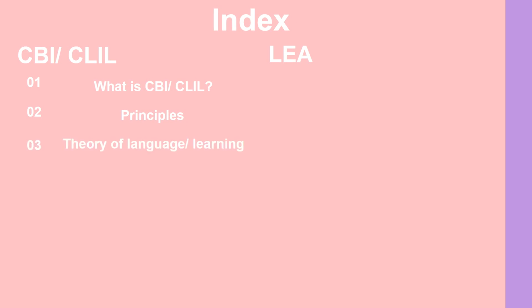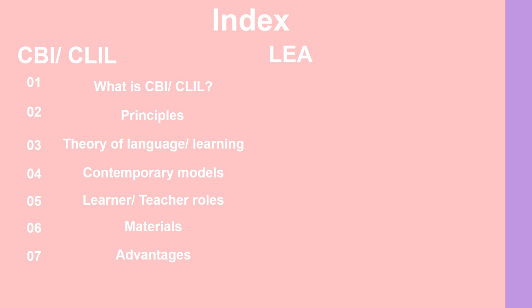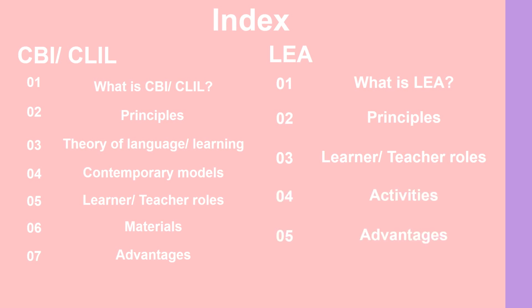The index of the presentation is divided in two parts, CBI and CLIL, and LEA. CBI and CLIL part contains what is CBI and CLIL, principles, theory of language and learning, contemporary models, learner and teacher roles, materials, and advantages. LEA part contains what is LEA, principles, learner and teacher roles, activities, and lastly, advantages.